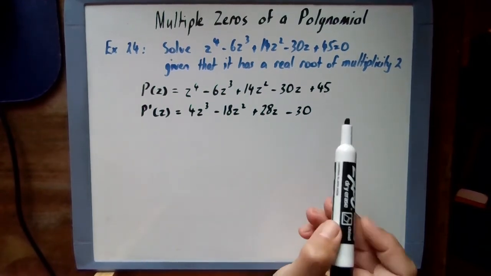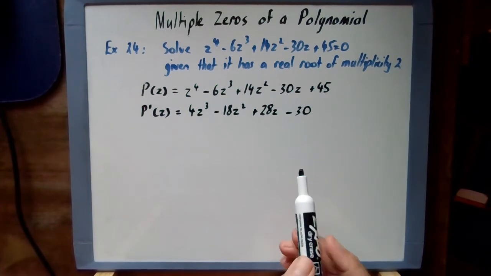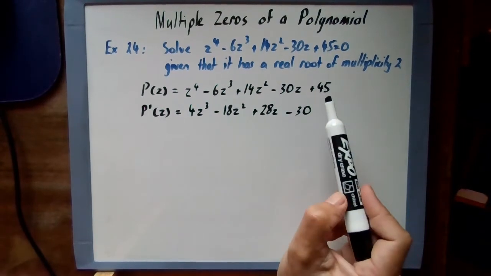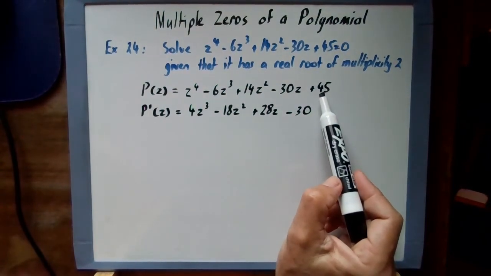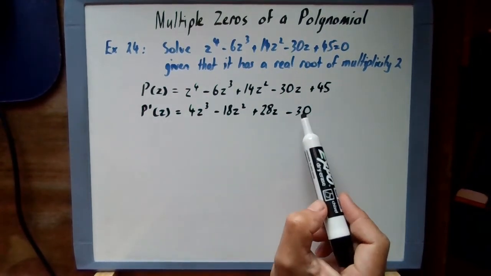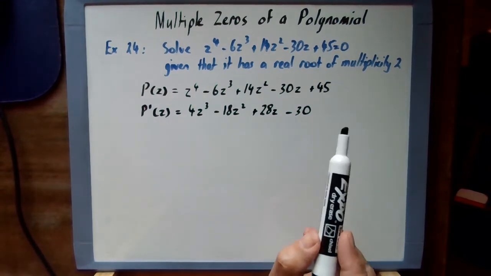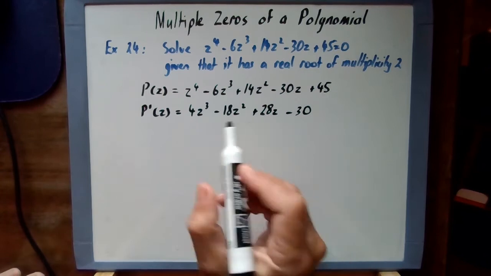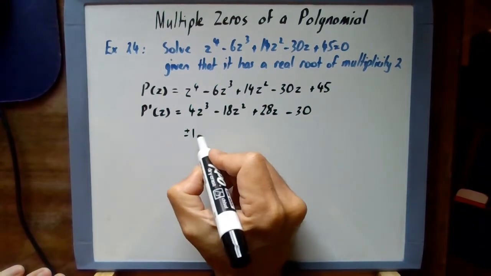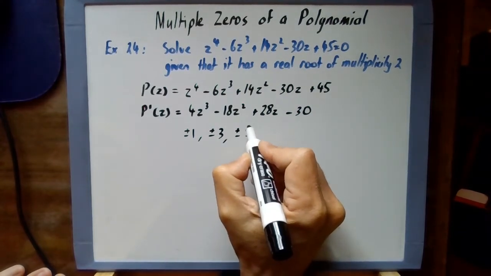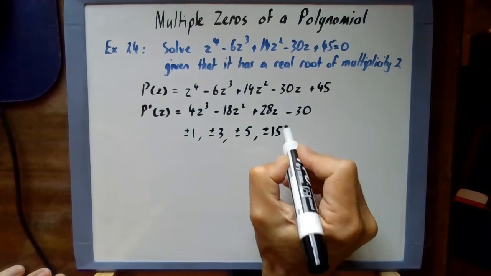So that narrows down the different options that we have, because we know if it's going to be a whole number, then it has to be a factor of 45. But given that it's also a solution to this, it's going to be a factor of 30 as well, or minus 30. So that narrows it down to the whole number possibilities: plus or minus 1, plus or minus 3, plus or minus 5, plus or minus 15.